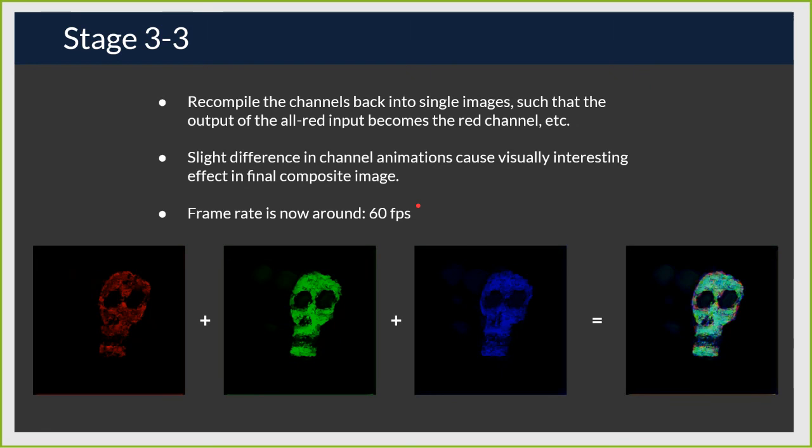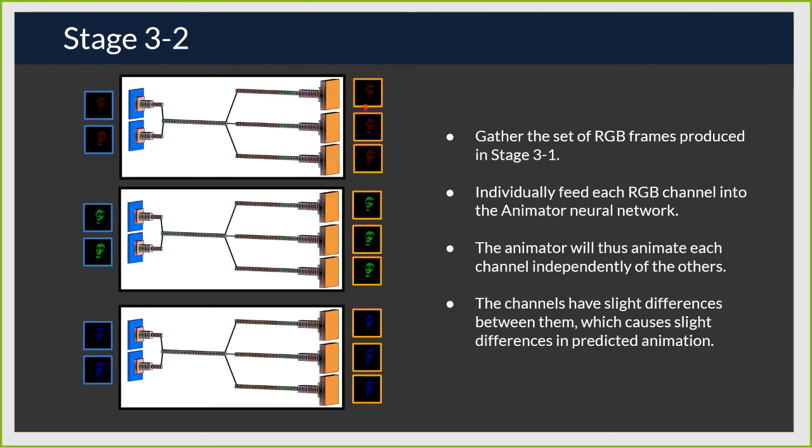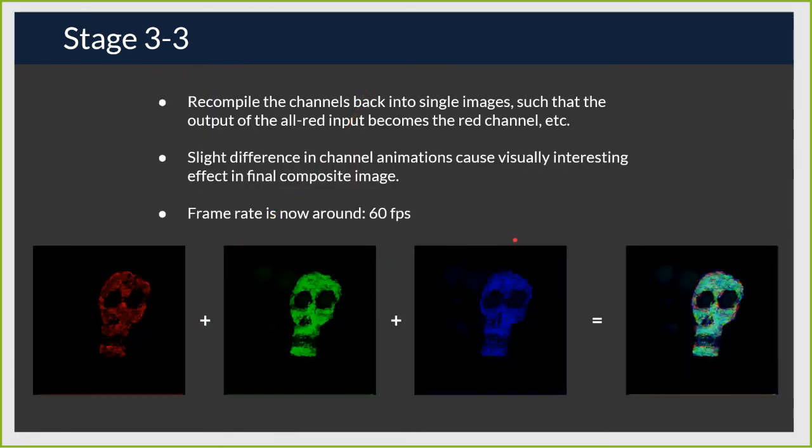For stage 3, we then recompile these predicted animations together. So these outputs from the Animator neural network, the red channel, the green channel, and the blue channel, are now all added together into a single composite image. Now, this slight difference in the channel animations causes really interesting effects in this final composite image, which you can already see is very different from the original colorization that we were given. This has also increased the frame rate to around 60 frames per second, because we've essentially added even more images than what we added in the first stage.